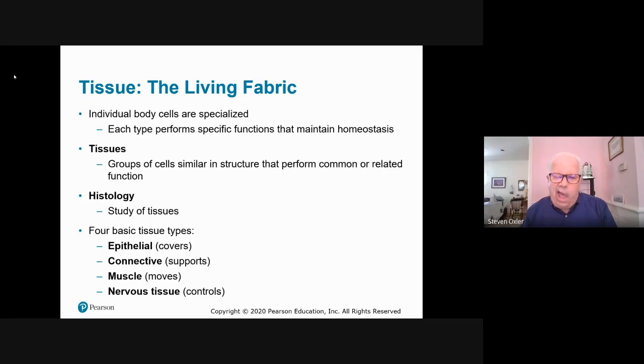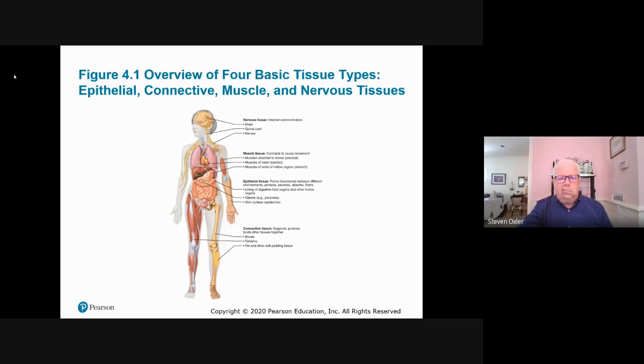Epithelial tissues cover things like your skin. Connective tissue supports things. Muscle tissue moves, and nervous tissue controls. So here we have it. Nervous tissue includes the brain, the spinal cord, and all the nerves.